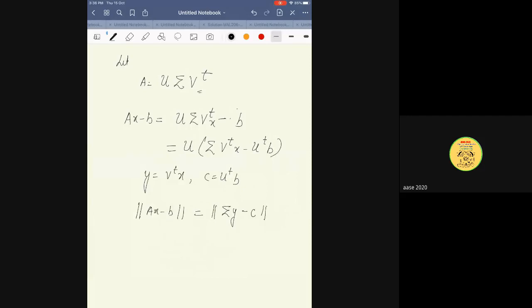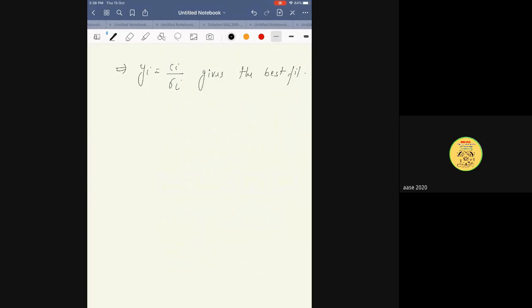So we minimize the length of Sigma y minus c. If y is (y1, y2, ..., yn) and c is (c1, c2, ..., cm), then it is nothing but the vector (sigma 1 y1 minus c1, sigma 2 y2 minus c2, up to sigma r yr minus cr, and then minus c_{r+1} up to minus c_m). So minimizing the length of this is equivalent to sigma 1 y1 equals c1. That means here we can conclude that yi equals ci by sigma i gives the best fit. So by the singular value decomposition, we can get the approximation for the solution. I'll stop here.